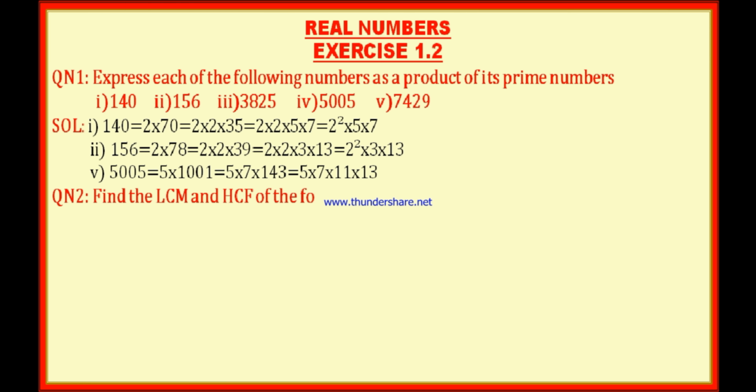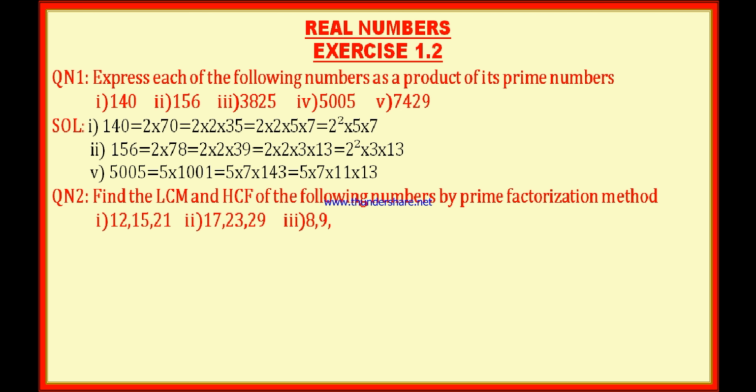Now question number 2. Find the LCM and HCF of the following numbers by prime factorization method. Here is the first bit 12, 15, 21. Second bit 17, 23, 29. Third bit 8, 9 and 25. And fourth bit 72 and 108. And we may solve 2 bits in this solution now.